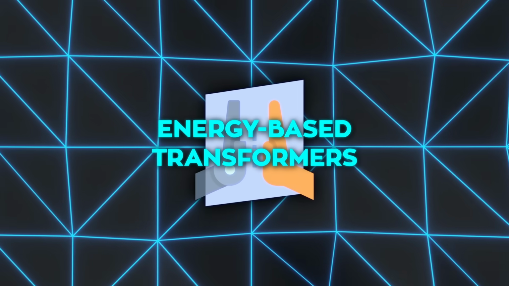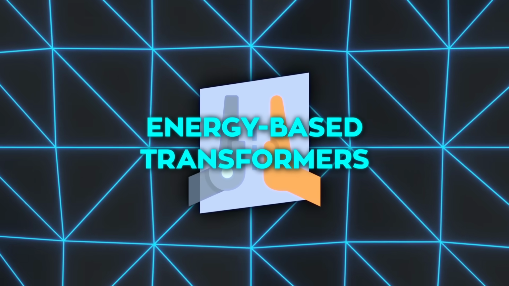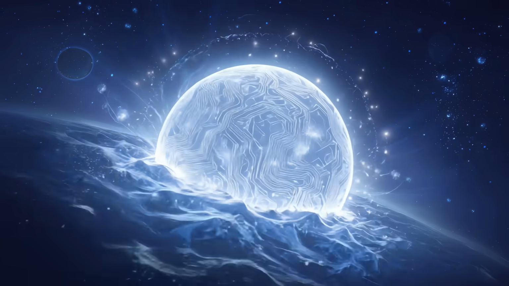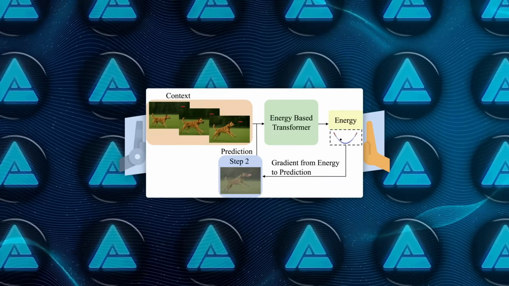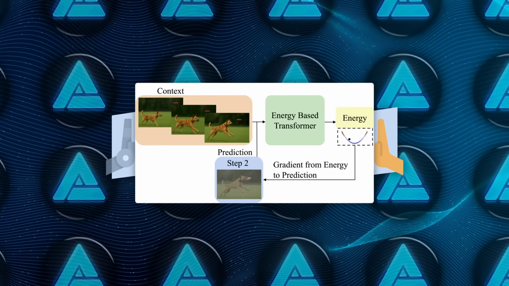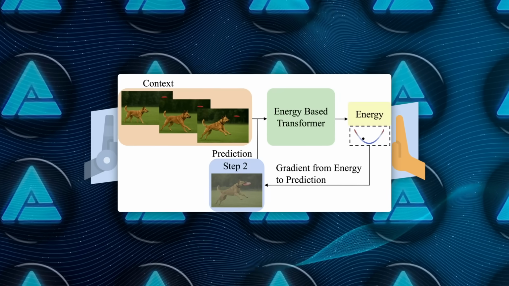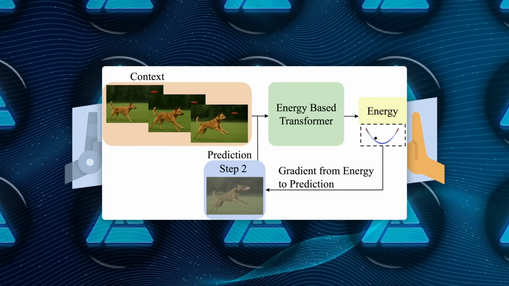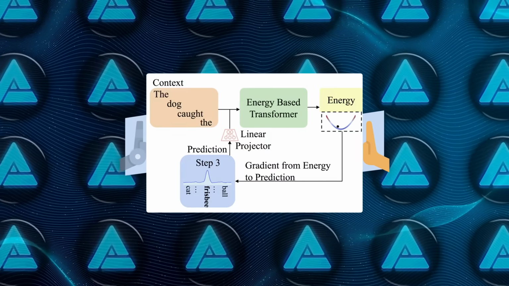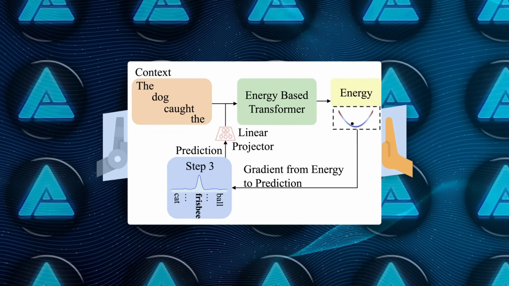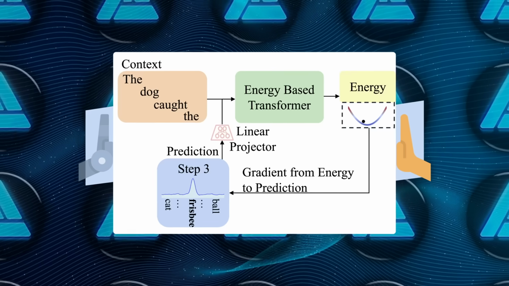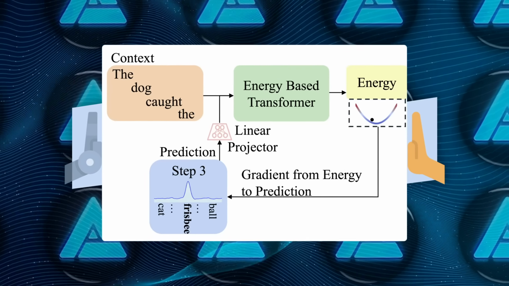That's where energy-based transformers, or EBTs, come in. These models still use the same transformer bones, but they bring in a new way of thinking. Instead of just giving you an answer, they score each possible answer with something called an energy value. Lower energy means a better fit. So instead of just guessing once, the model starts with a rough answer, checks the energy score, and then improves the answer step by step, until it finds the lowest energy or best solution.